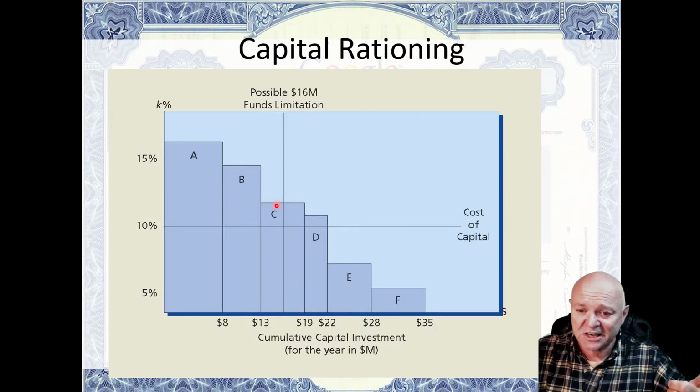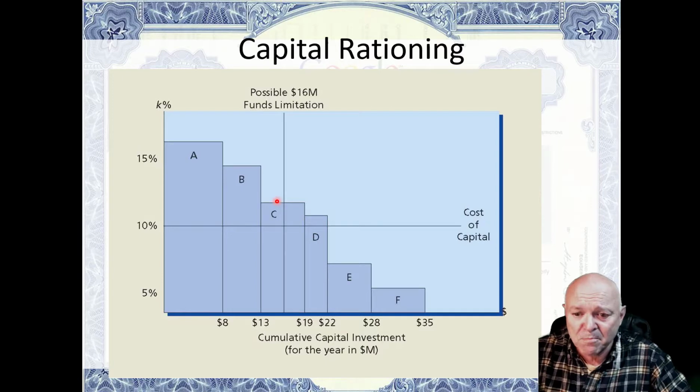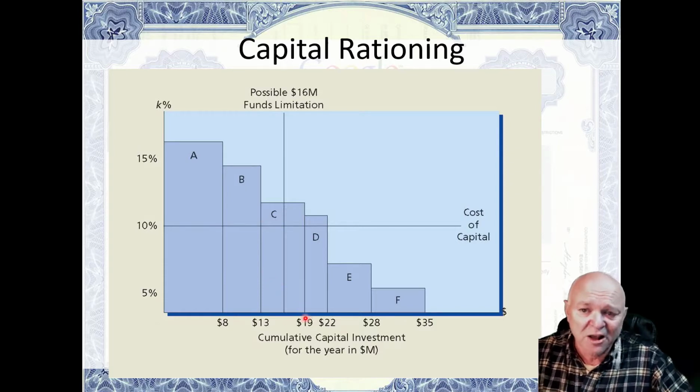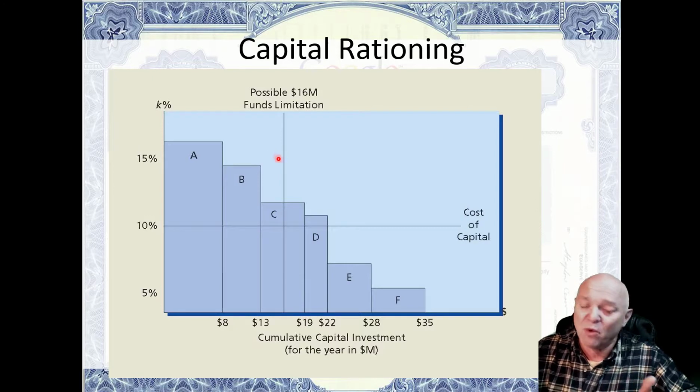What about project C? That is a project with a really good rate of return. It's giving us about a 12% rate of return and would produce positive shareholder value, but here's the catch. It's going to be about $6 million in costs, and $6 million on top of 13 would take us to 19 million. That's above our budget, so we can't do that. But what about D?